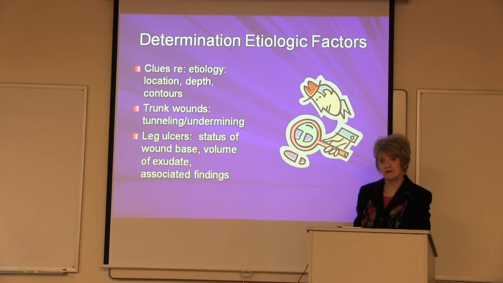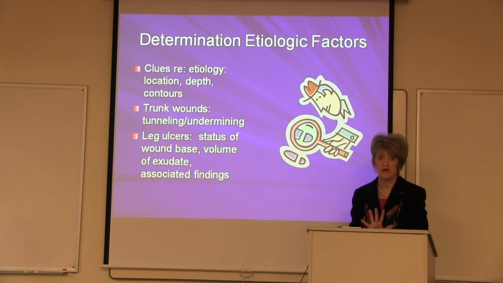So in looking at priority number one, what caused this wound? Your major clues are location. Location tells you so much. That's true of trunk wounds, it's true of lower extremity wounds. The depth and the contours also tell you a lot. So we've already talked about top-down versus bottom-up injury.